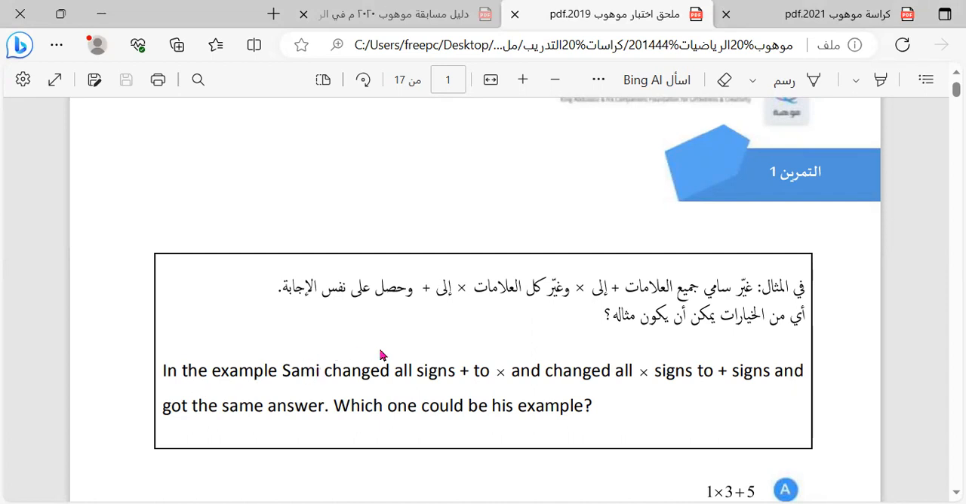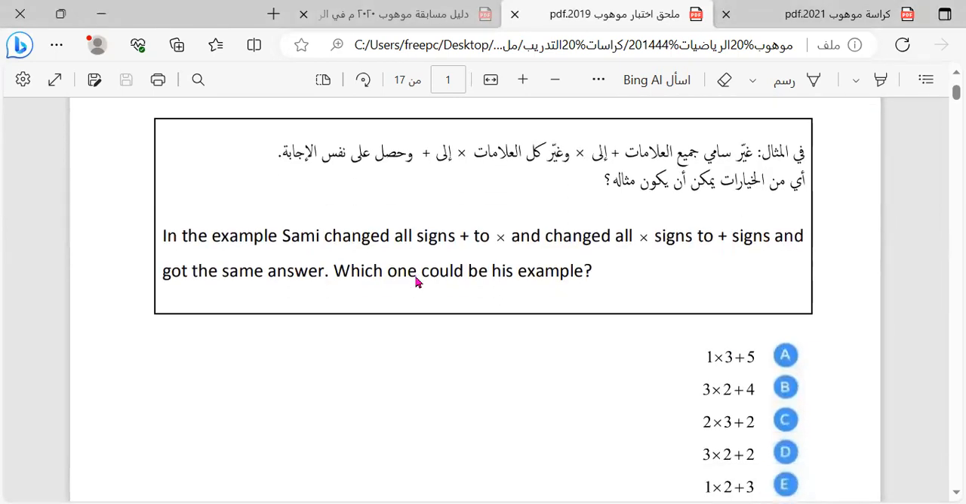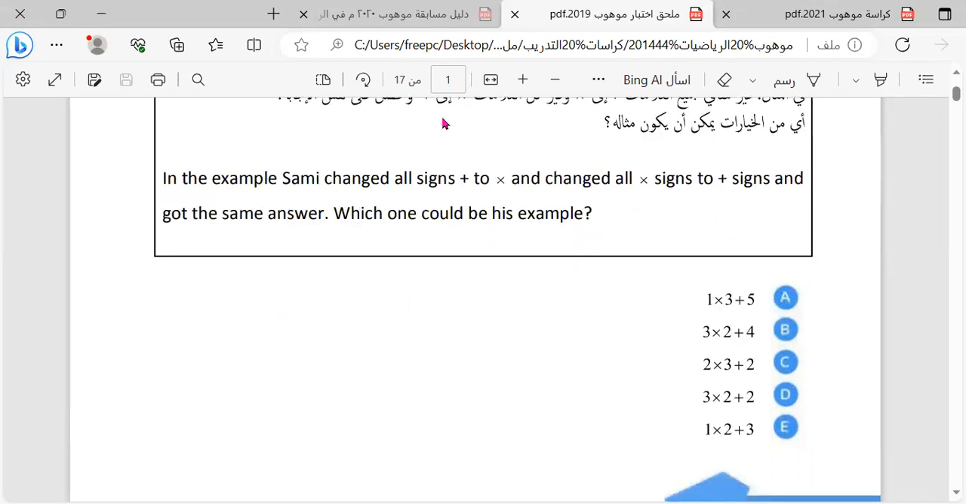Right, correct. In the example, Sami changed all plus signs to multiplication and changed all multiplication signs to what? To plus. Okay, the first one, you know BIMDAS? So what is the first one for BIMDAS?